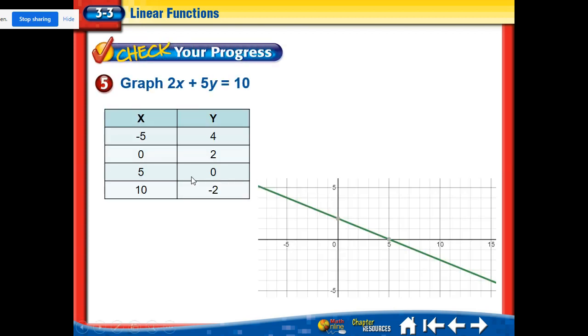So now I put in all those different points. Plot them. Negative 5, comma 4. 0, comma 2. 5, comma 0. And 10, comma negative 2. And again, they all line up in a nice, neat line. So this graph is obviously going to be bigger because of my numbers here, but that's okay. They're good numbers. If you tried negative 1, negative 2, look at what negative 1 is. Negative 1 is like 2.1 or 2.2. You don't want to deal with those kind of fractions. All right.